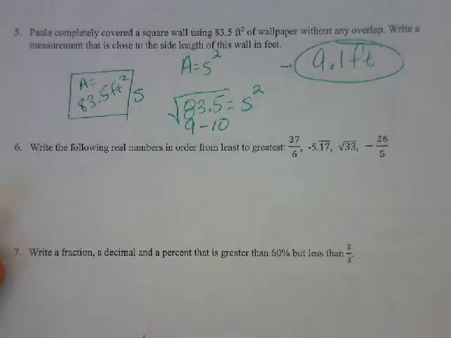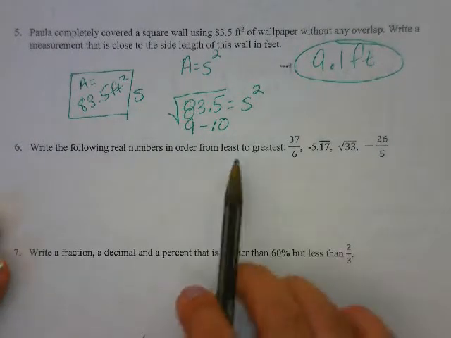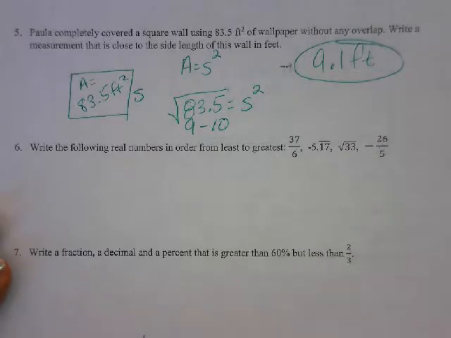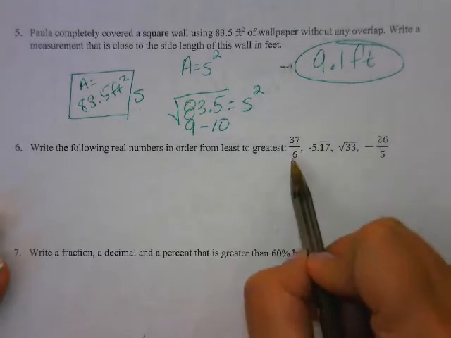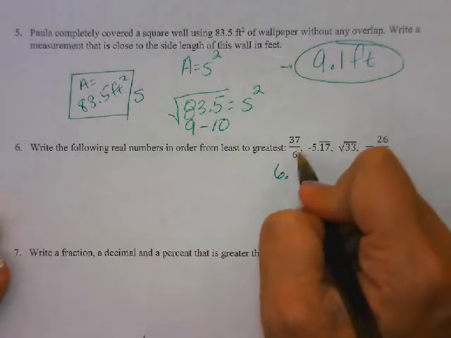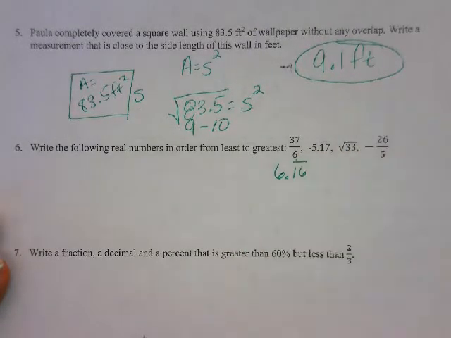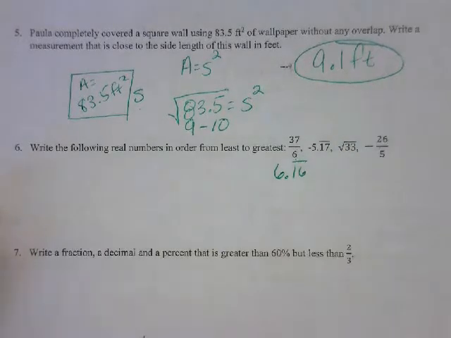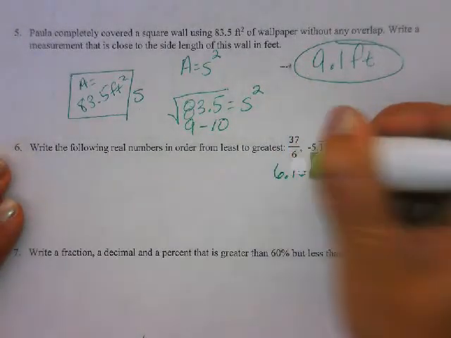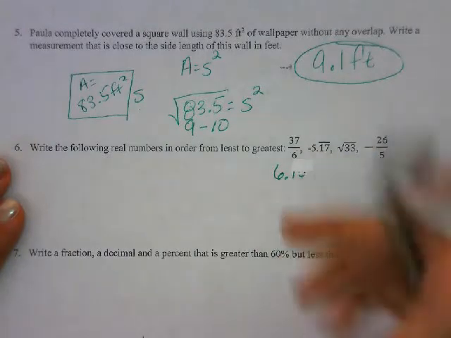Write the following in order from least to greatest. We did this with the cards in class. So again, we talked about making them match. So 37 over 6, 6 goes into 37 6 times with 1 left over, sorry, the line should not be over the 1, just the 6. So 6.16 with the 6 repeating. And then we don't have to change this one.